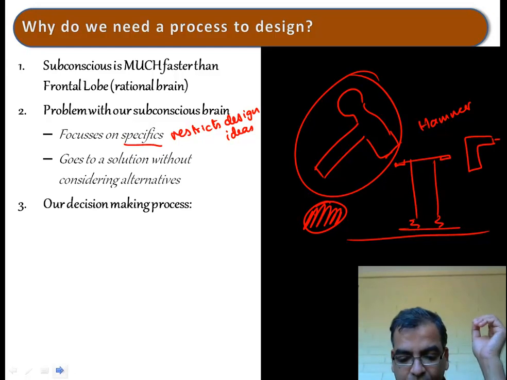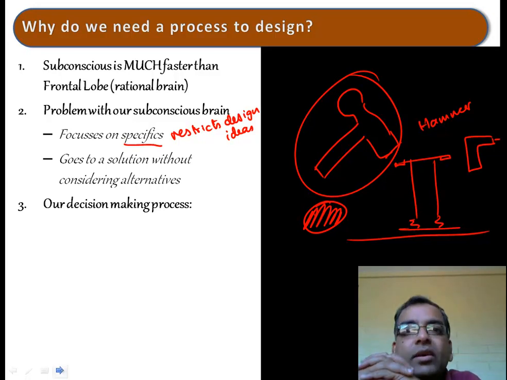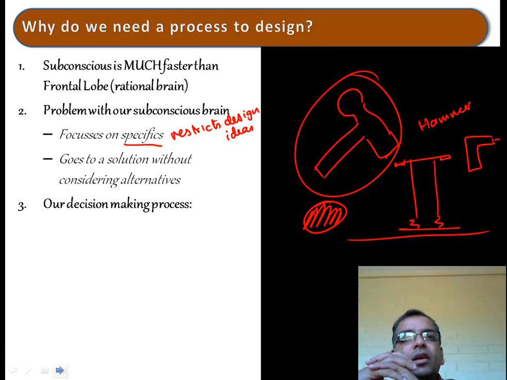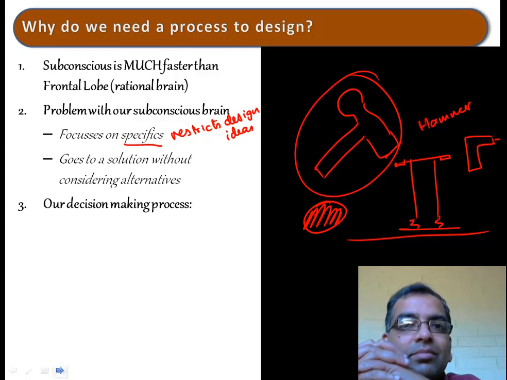The next one is it does not consider alternatives. And of course, this is a very key point, because if you are going to be attacked by a lion, there's no point in thinking about what else that twig snapping could be. It's time for you to run for your life. So it goes for the most obvious and not necessarily for the outlier things which could also be possible. This is good to save our life, but this is not good for designing things.